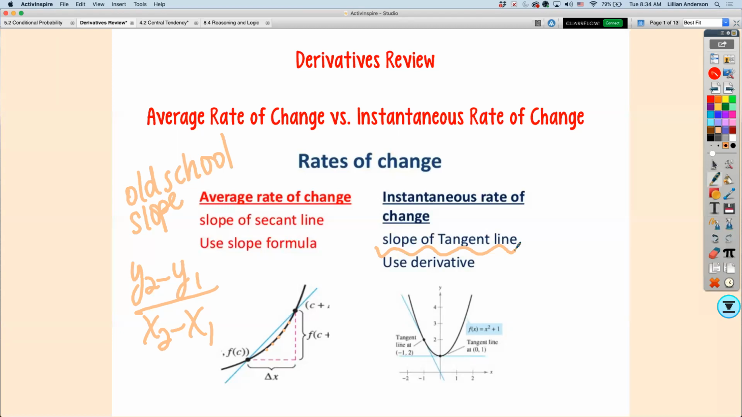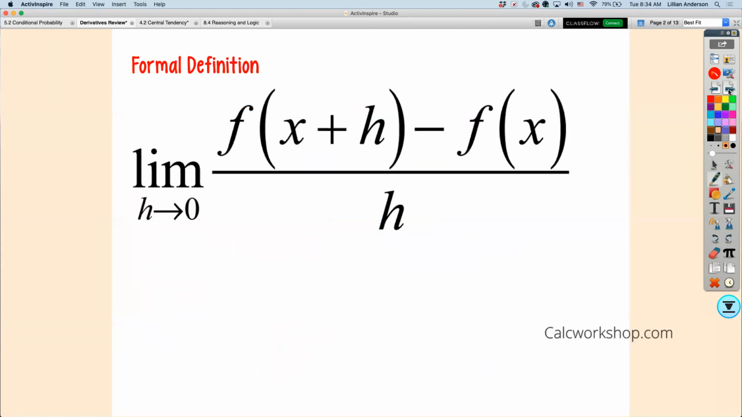So how did we find the derivative? We started it out by the formal definition. We spent an entire day doing the formal definition. This is how you went about figuring out a general rule to find the slope of a tangent line for any function, okay? It was the limit as h approaches 0 of your function evaluated at x plus h minus your function, all over h.